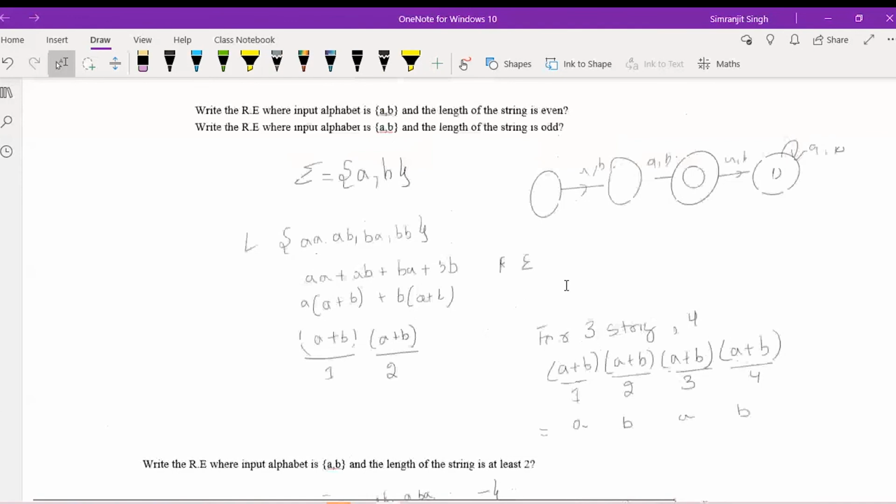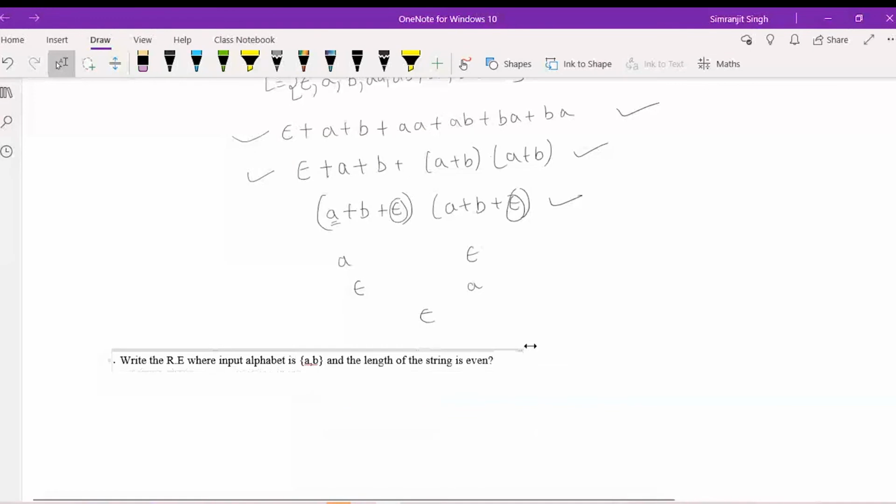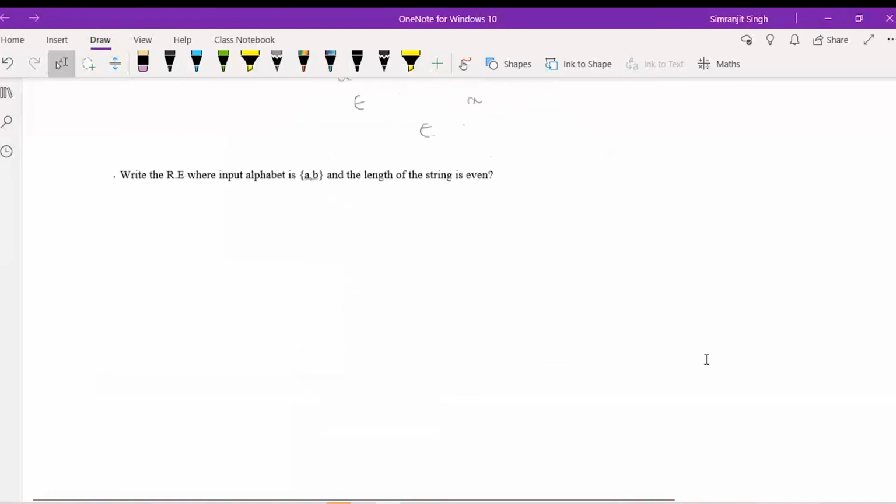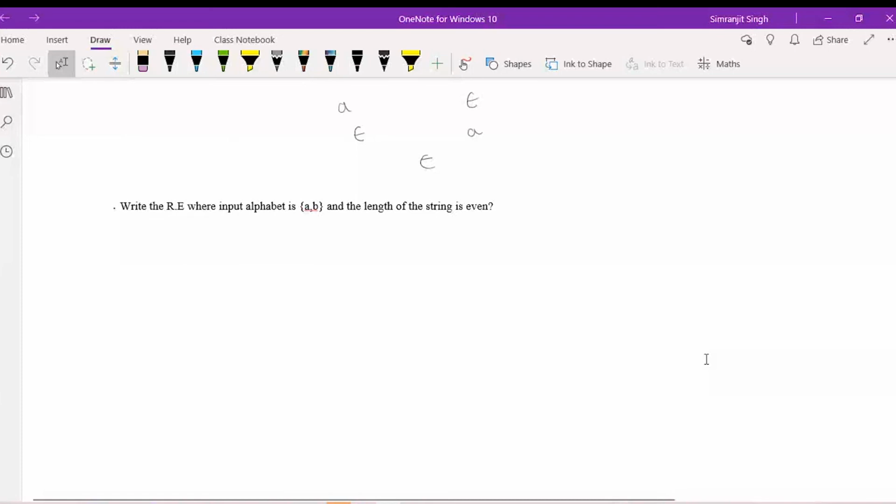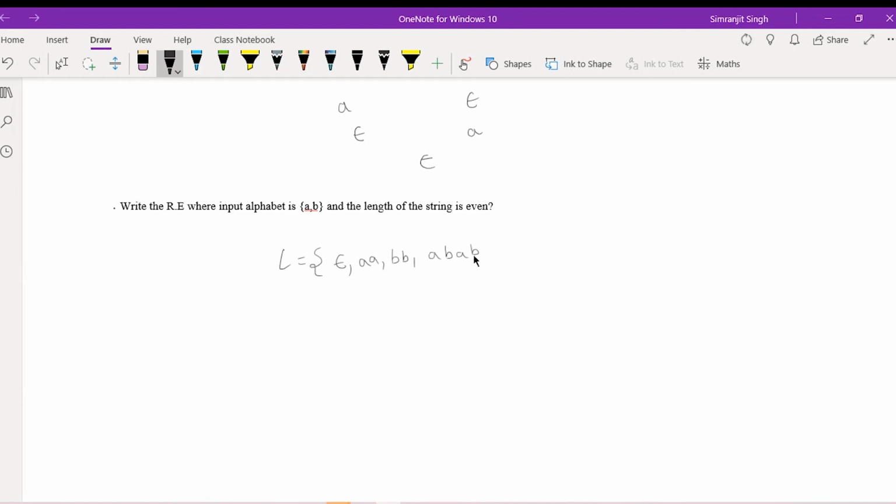Now, this is a little bit of a different question. It just says the length should be even. So let's see how to make sure that the length here is even. Just write the language here. The language will be epsilon, a can be possible, b can be possible, ab is also possible, a four length string is also possible, a six length string as well. Now this is your infinite language. Now you have to just scratch your brain on this one. So just try it.